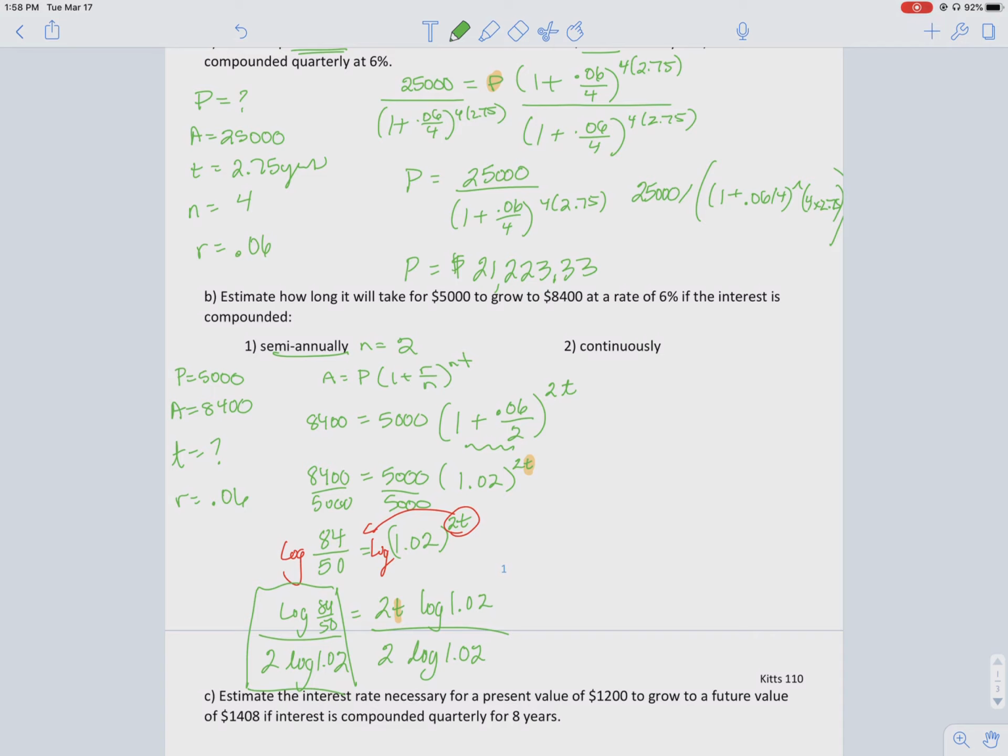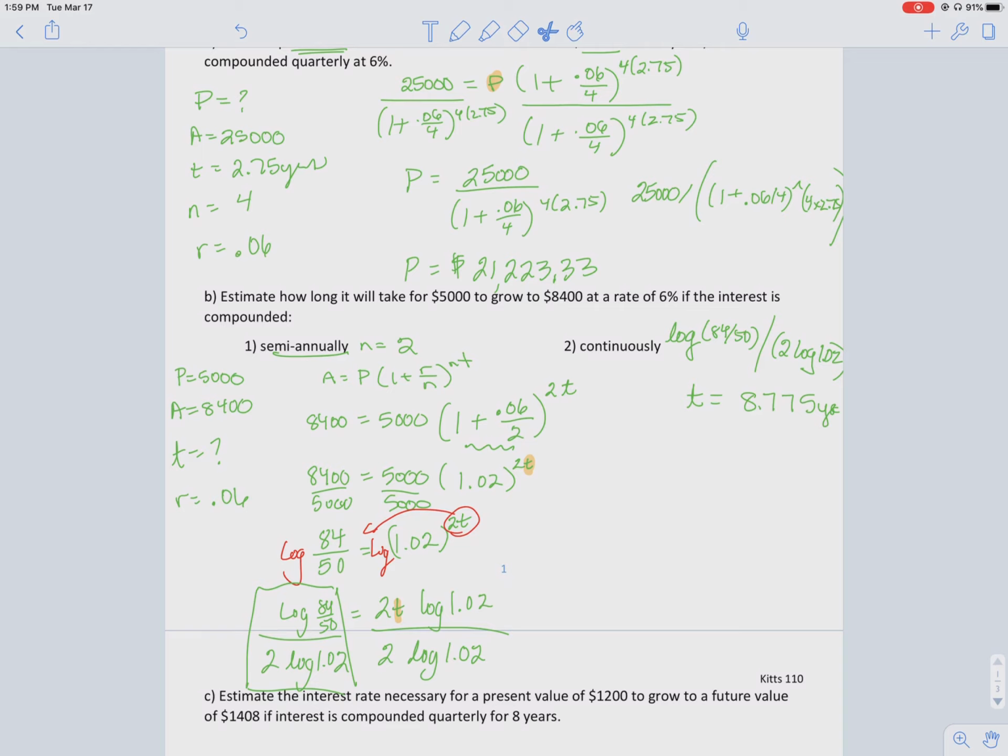Okay, so to plug that in, you're going to put in log of 84 divided by 50, divided by, and then a big parentheses, 2 times the log of 1.02. And once you put that in your calculator, you should get a time of about 8.775 years. Okay?